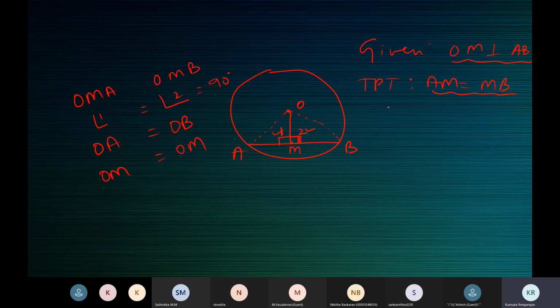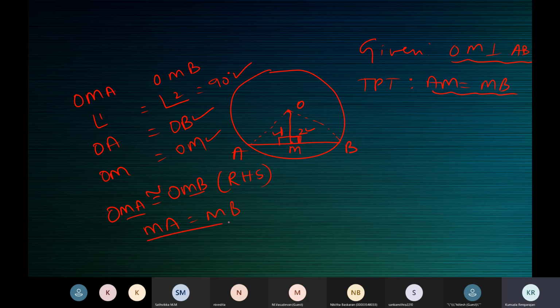The chord is bisected, for which we'll have to show that triangle OMA and triangle OMB are congruent to each other. So here we prove it by using the RHS congruence criterion. You can see here right angle, hypotenuse OA is equal to OB. Hypotenuses are equal in both the triangles, and OM is the common side. So by RHS congruence criterion, the two triangles are congruent. So triangle OMA is congruent to triangle OMB by the RHS rule. CPCTC, we have MA is equal to MB.